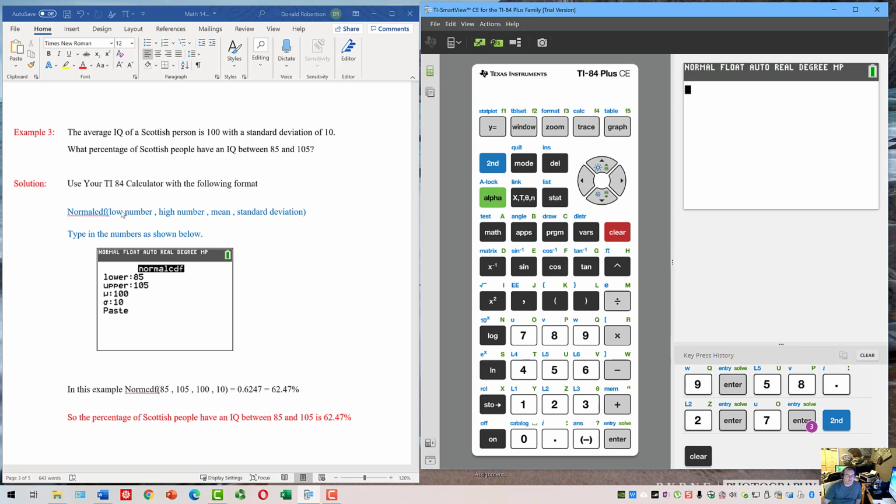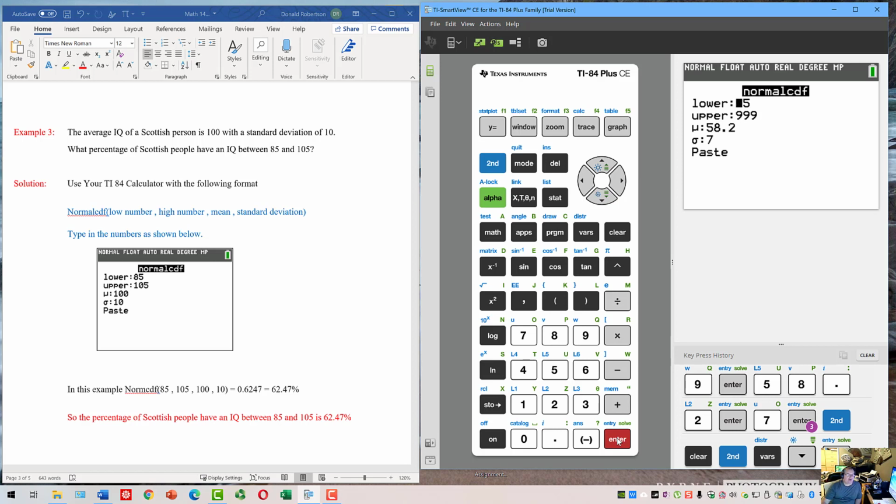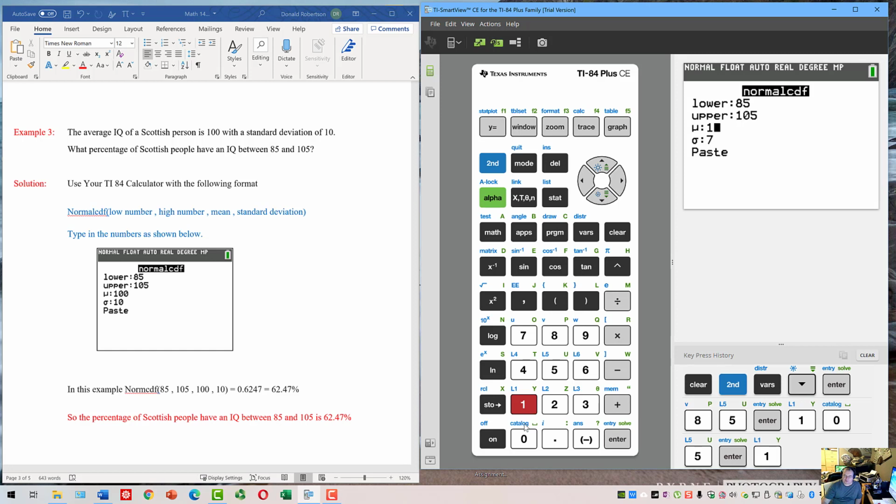So when you do that, you want the low number first, comma, the high number second, followed by the usual mean and standard deviation. So let's see how that works. Second, distribution. Number 2 again, the normal CDF. And I want numbers that are between. So they start at 85, the small number, and they finish at 105, the big number. And the mean, the new value is the mean, is 100. And the standard deviation, that little sigma, 10.